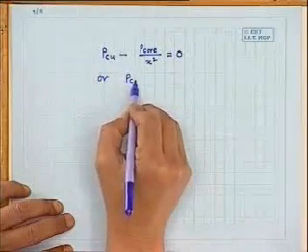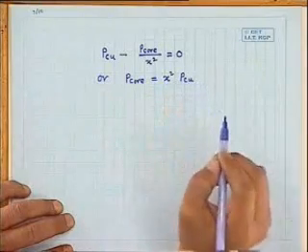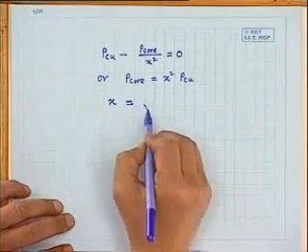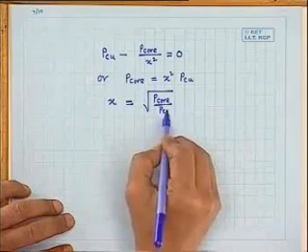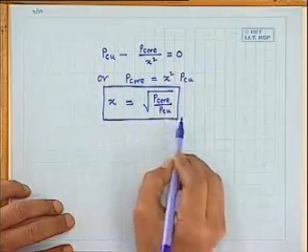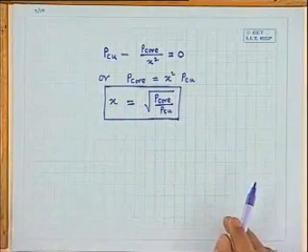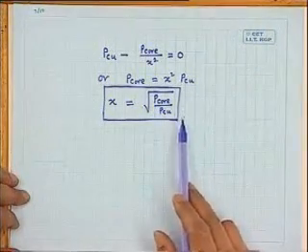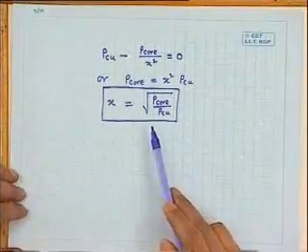Or you will get that P core is equal to x square PCU, and the value of x at which maximum efficiency will occur will be given by square root of P core by P copper. So this is one very useful relationship, because if a transformer is given, then you would like to know at what loading the transformer will give maximum efficiency. And given a transformer, this can be easily also calculated. How? What you have to do to calculate the value of x?